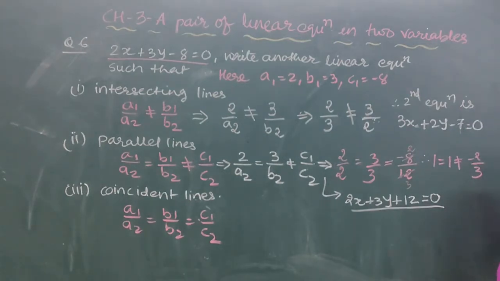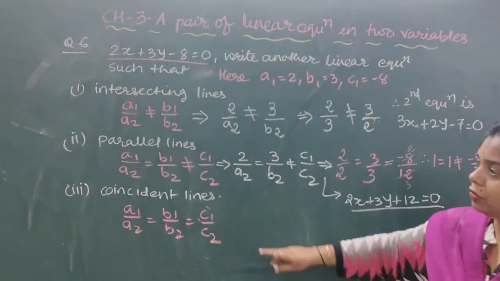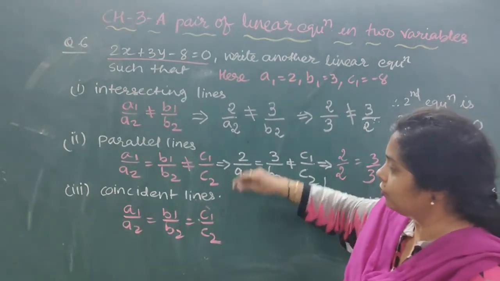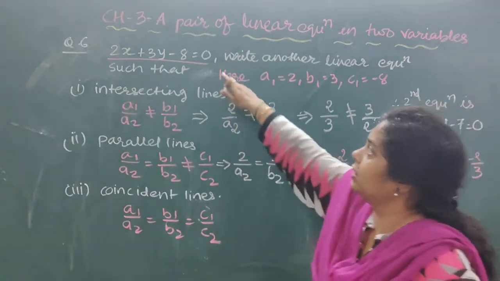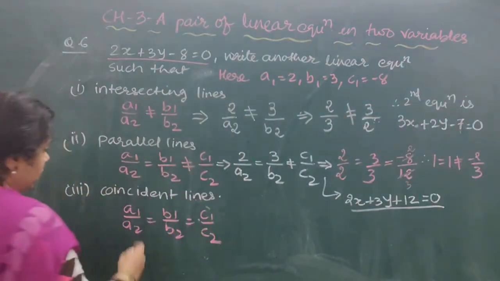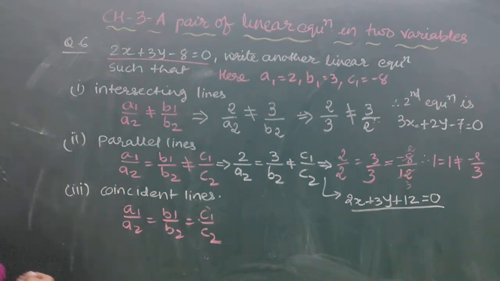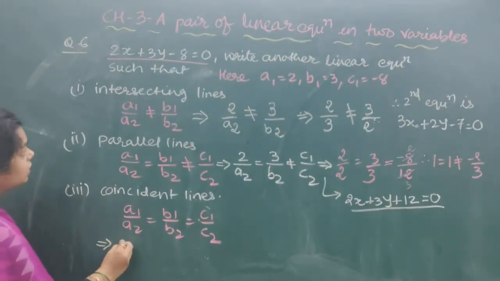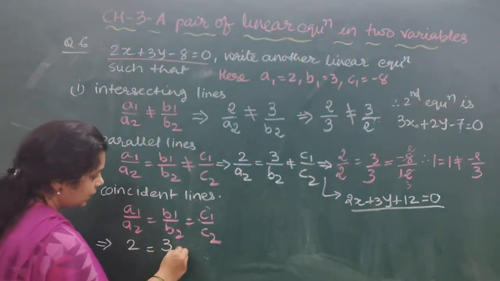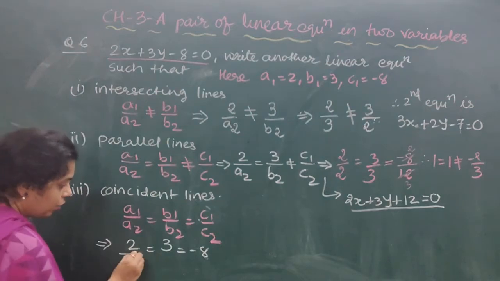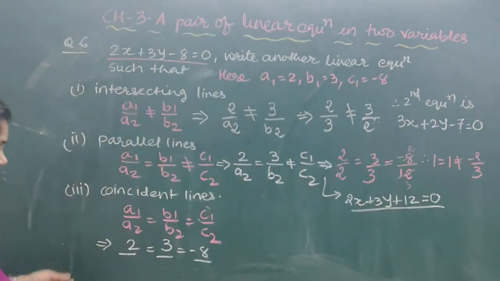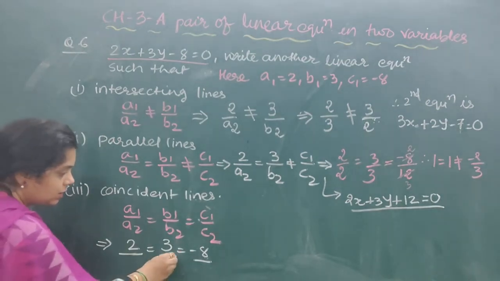Is it clear? Okay. Now, similarly, you have to find another equation which gives a coincident line along with the given linear equation. So let's see here again A1 by A2. A1 is already given here, so A1 is 2, B1 is 3 and C1 is minus 8. And all ratios must be the same. Okay, here it is given that all ratios must be the same.